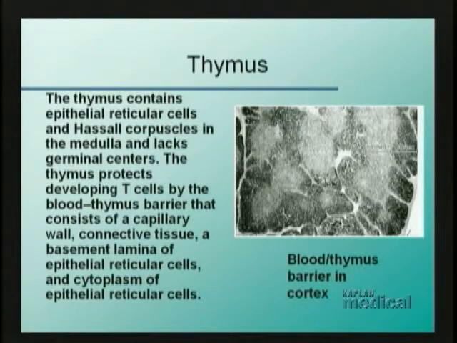As we said, as a primary lymphatic organ, the thymus lacks germinal centers, and its developing T cells are protected in the cortex by a blood-thymus barrier that consists of capillary endothelium, connective tissue, and underlying basal lamina, and the cytoplasm of the adjacent epithelial reticular cells themselves.